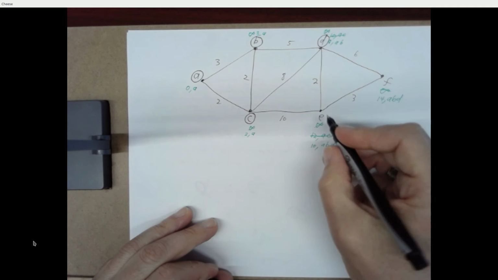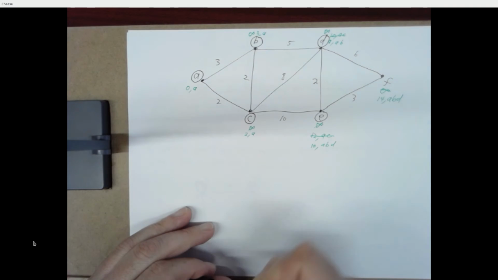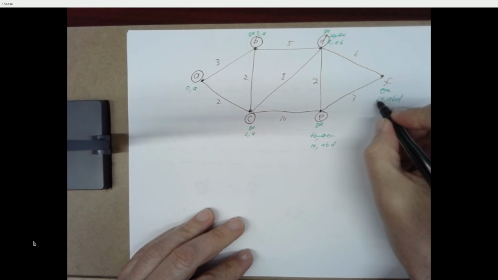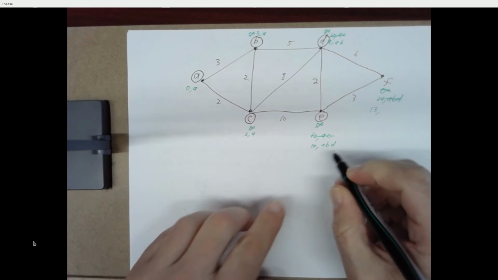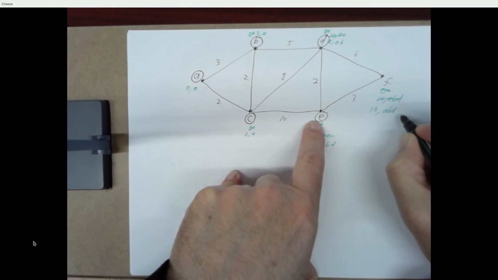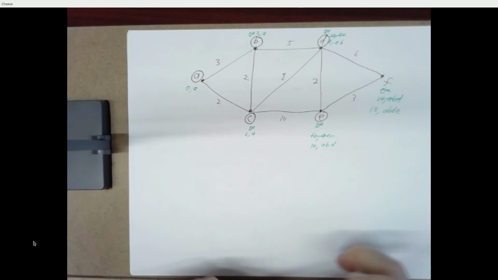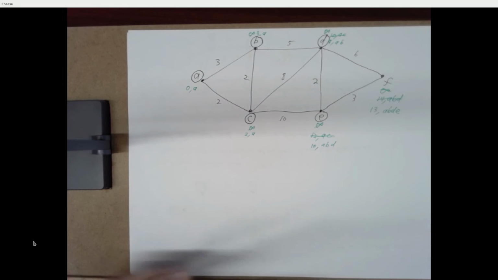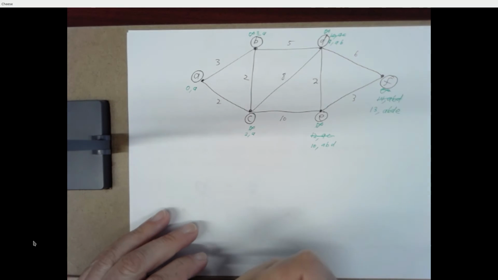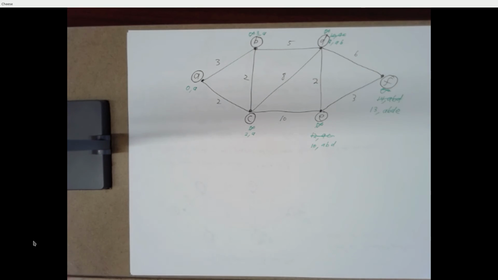Now 10 is our closest node, so we'll visit E. And 10 plus 3 is 13, that's better than 14. And the path is the path to E, which was A, B, D, followed by E. And now 13 is the only unvisited, so that's the shortest distance, and we're done. And so a shortest path from A to F will be A, B, D, E, and then F.